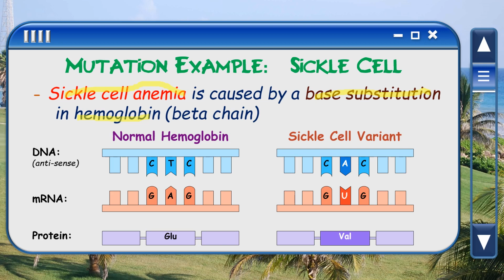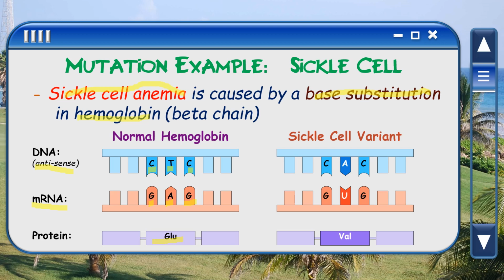For example, here, if you look at the DNA antisense, we have the normal hemoglobin. It has cytosine, thymine, and cytosine. So when you look at the messenger RNA, it will have guanine, adenine, and guanine. So this one will encode for an amino acid which is glutamic acid.